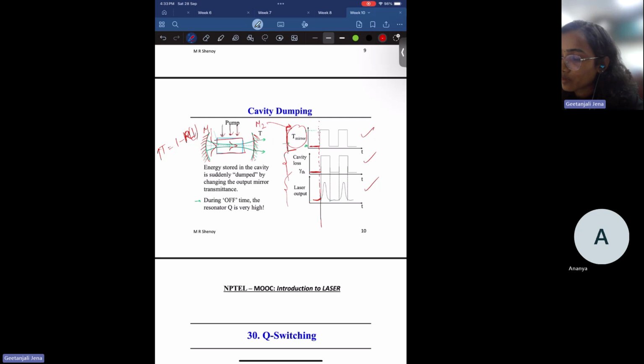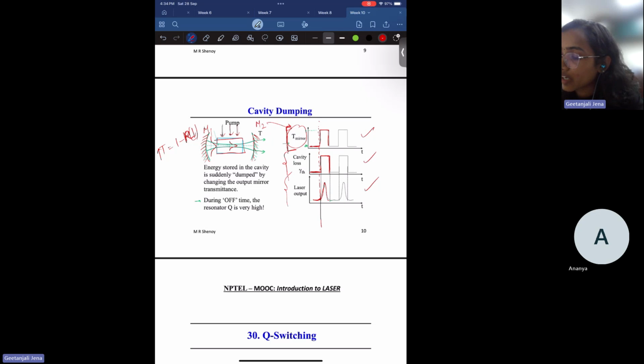Now next, we are suddenly increasing the transmittance of this mirror M2 to 100%. So that means now the reflectance is 0 and the cavity loss will be high. The cavity loss in the system is high, and as the transmittance is high, you will see an output in the system through the mirror M2.